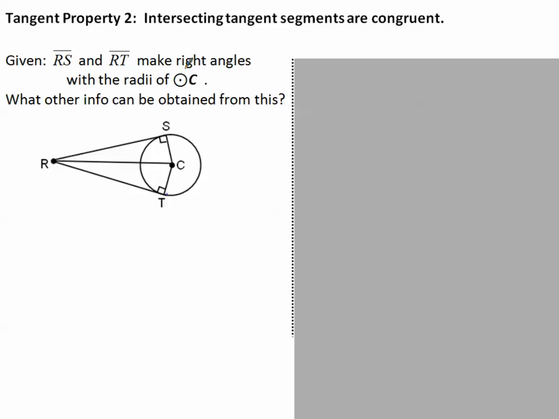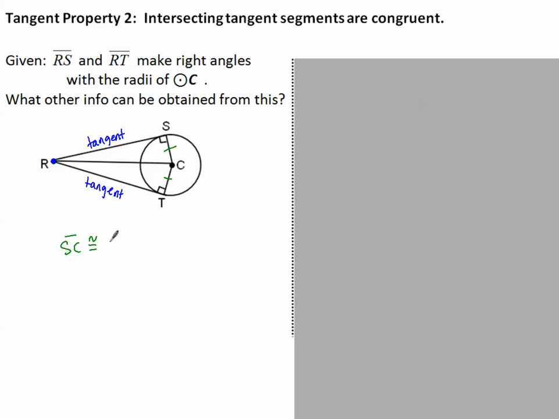Well, if they make right angles, that means this has to be tangent because it's perpendicular to the radius, and this has to be tangent. So these are two tangents. Notice they intersect outside the circle at point R. What else can we determine? Well, if S goes to C and T goes to C, those two little segments are both radii. So since radii of the same circle are all congruent, we can put little congruent slashes there.